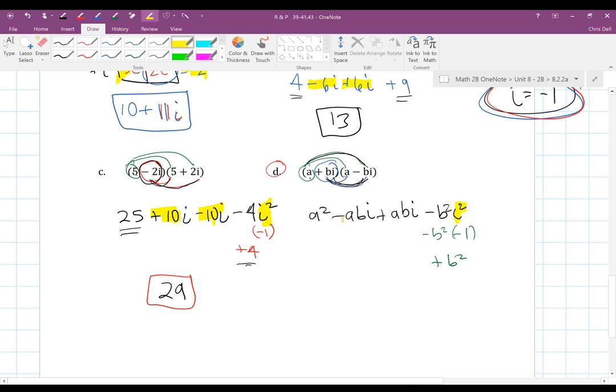If I look to combine, I can see this negative abi and positive abi are like terms, and they're going to cancel because one's negative, one's positive. So what I'm left with is just a squared plus b squared. And that's my final answer there. All right, there you go.